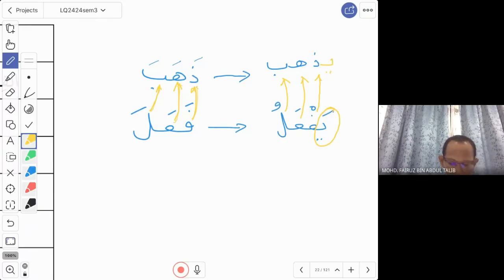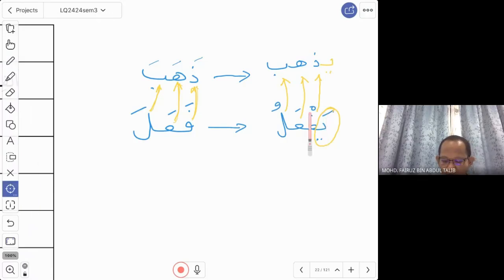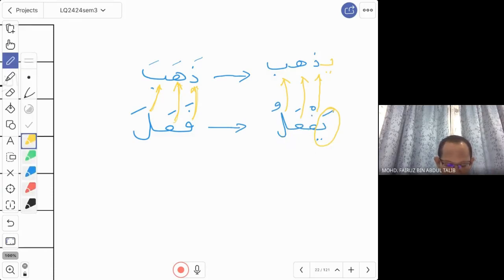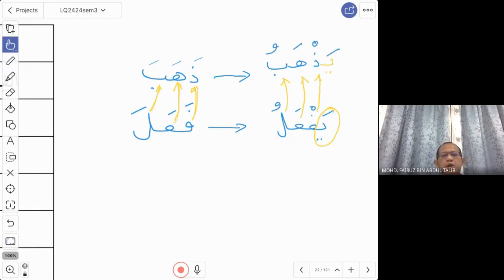Read the wazan. The wazan is yaf'alu. So the fi'il must follow the wazan. So we read yazhabu. Okay, so this is the example of wazan and fi'il.